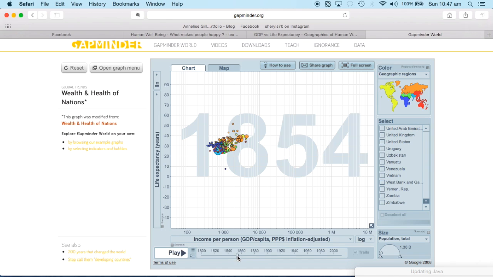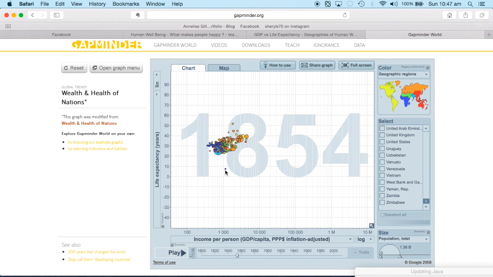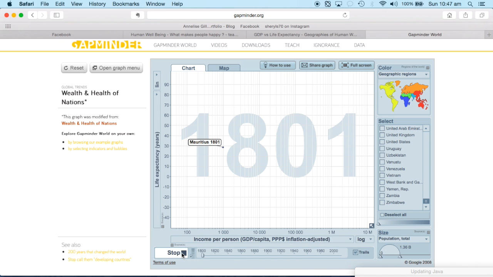Okay, so I've seen this little blue one here, which is Mauritius. And I've just had a bit of an eye on that one, and it dramatically drops down in the 1850s. So what I'm going to do is I'm going to highlight that one, fade the others, and then I'm going to play from the beginning. I'm just going to watch the pattern of Mauritius.